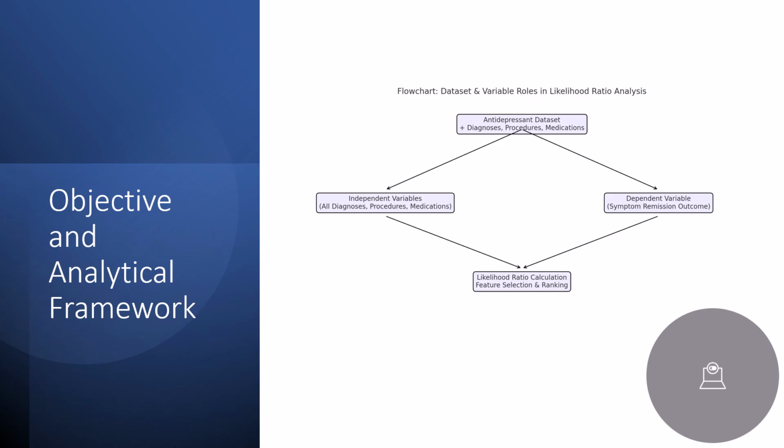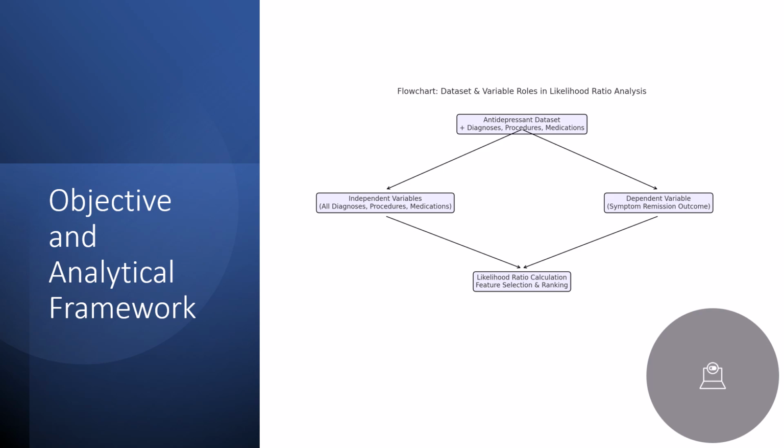diagnosis, procedure, and medication records. From this dataset, we defined the dependent variable as symptom remission, which represents the target outcome we are trying to predict. The independent variables include all available diagnoses, procedures, and medications recorded for each patient. These serve as potential predictors that we applied for likelihood ratio analysis to evaluate how strongly each independent variable is associated with symptom remission.